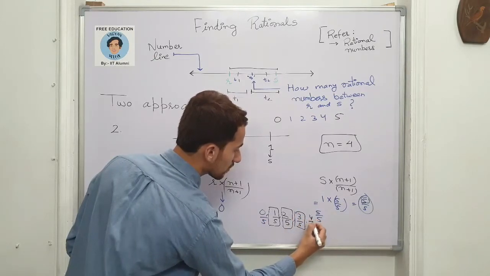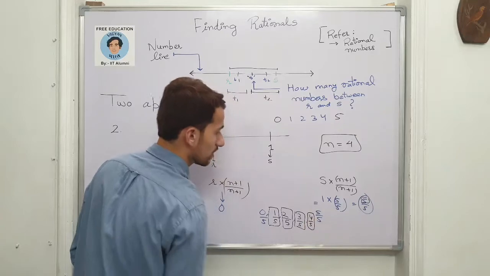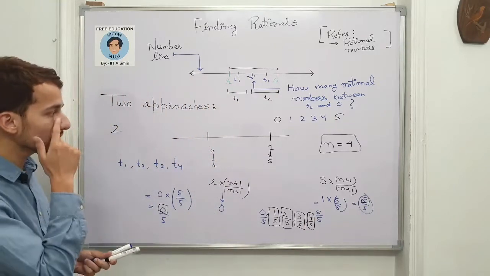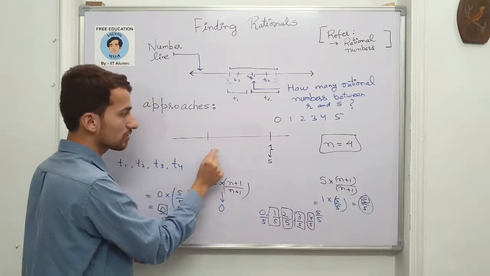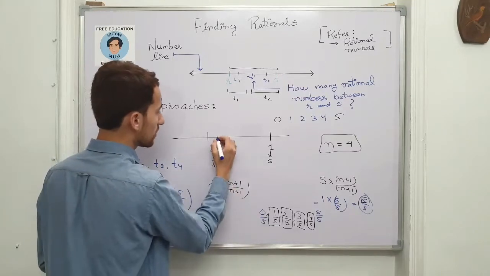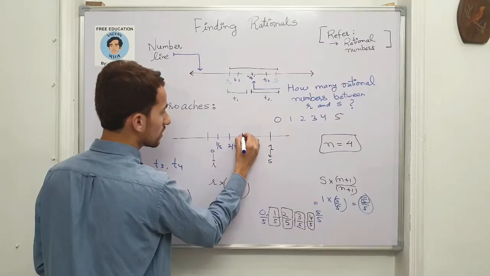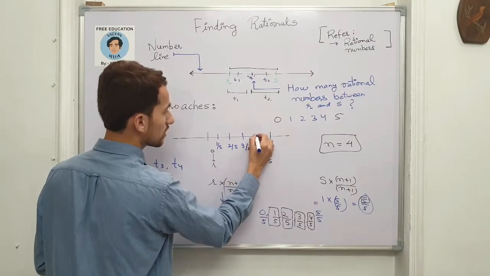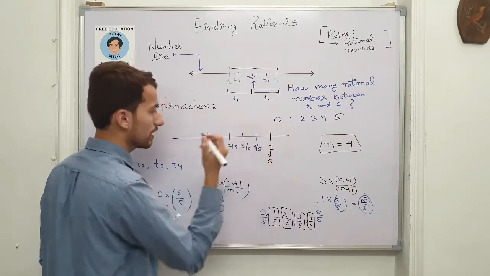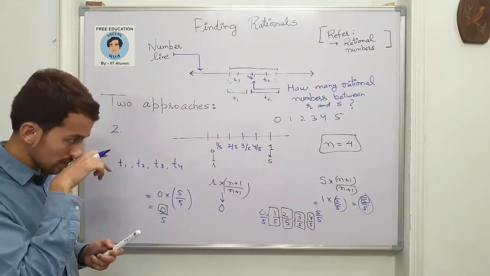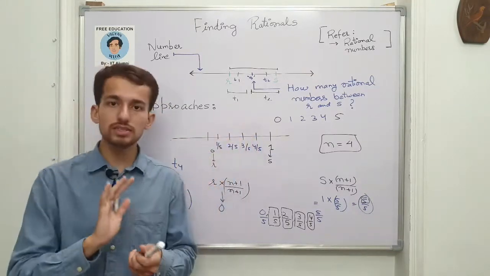And so you observe, you are directly able to find 4 rational numbers between 0 and 1, which are 1 by 5, 2 by 5, 3 by 5 and 4 by 5. Fine. I have just marked these values over this number line.